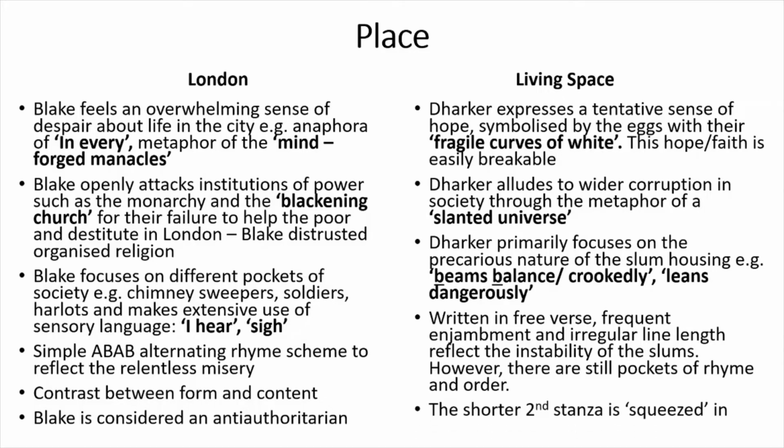And you are probably aware that there is this much shorter stanza, okay, that is, to quote the poem, squeezed in between the other two, which is again reflective of the squeeze of the houses and the disorder of the slum housing. And this is where these two eggs are placed in that wire basket. So quite a lot of points of comparison there between these two poems. So again, Dharker mainly focusing on the precarious nature of the buildings, whereas Blake, in terms of his place, associates these buildings with institutions of power, such as the monarchy and the church.